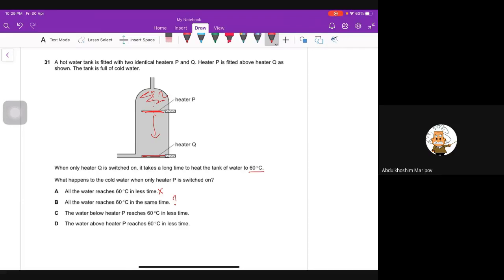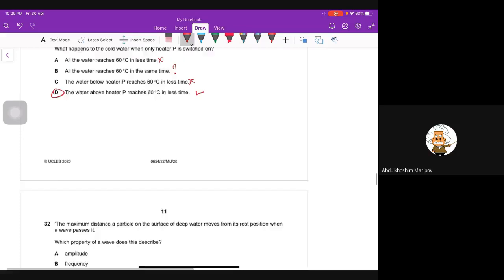The water below heater P reaches 60 Celsius in less time? No, no. The water above heater P reaches it in less time. First, guys, as I said, the above one, because hot water moves up. So first here reaches, then this one. As we see the volumes here, volume 1 is less than volume 2. So the time taken to heat up volume 1, T1, is less than T2. The water below heater P takes more, but above is less.